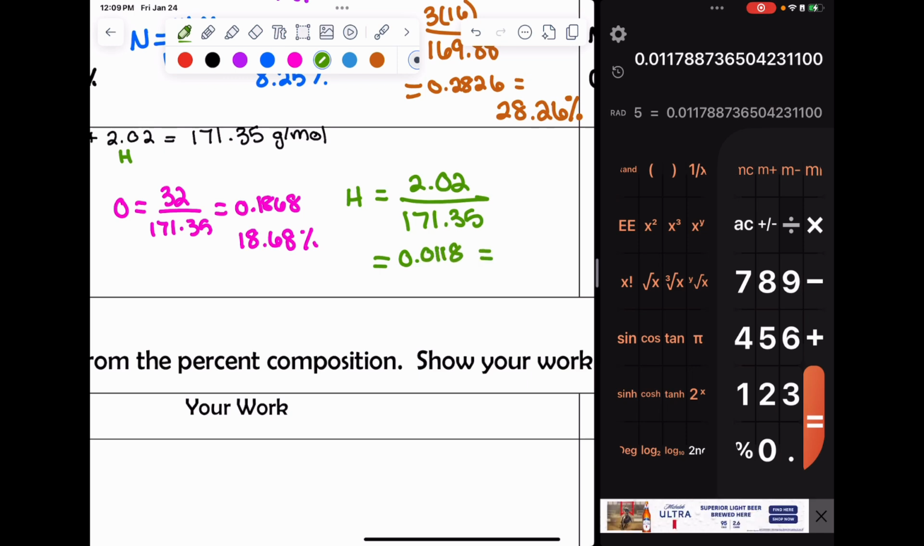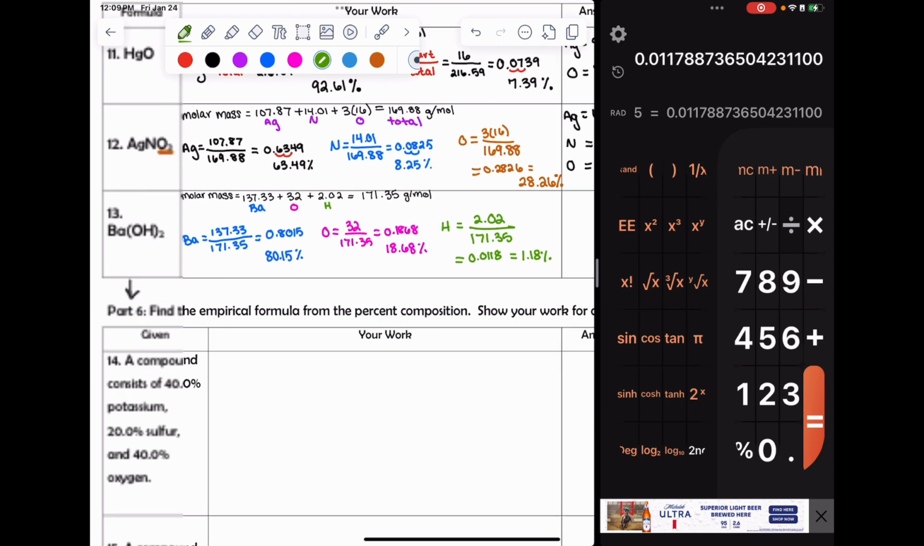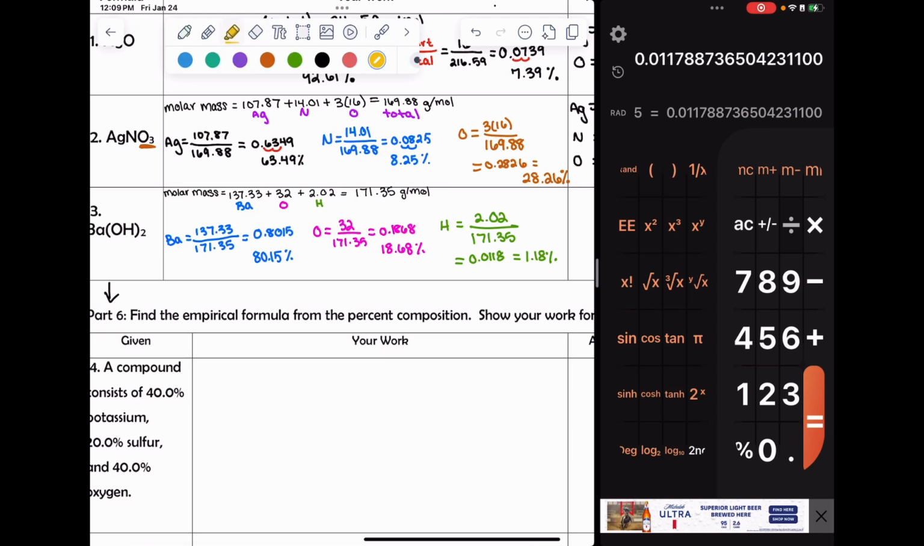.0118, which is about 1.18%. And there are the answers for all 3 of these: barium, oxygen, hydrogen. That's it.